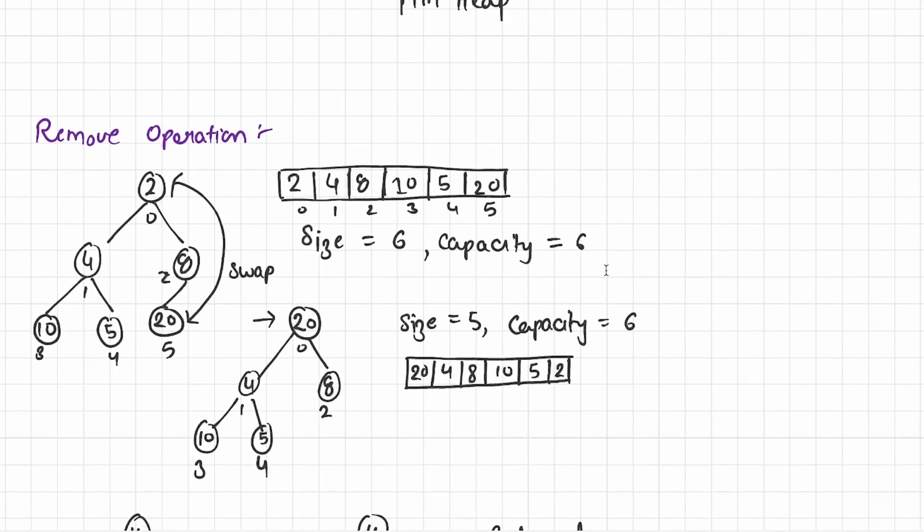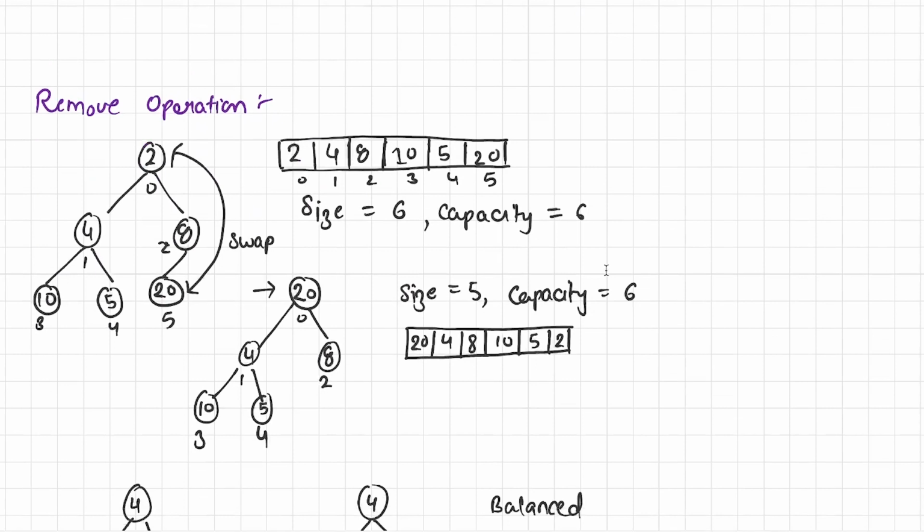Now let's move on to the next operation, that is the remove operation. What happens in a minimum heap is we are going to remove the first element to get the minimum element out of all the elements. And in case of a maximum heap, we remove the first element so that we get the maximum element out of all the elements. So let's say we have a minimum heap like this: 2, 4, 8, 10, 5, 20.